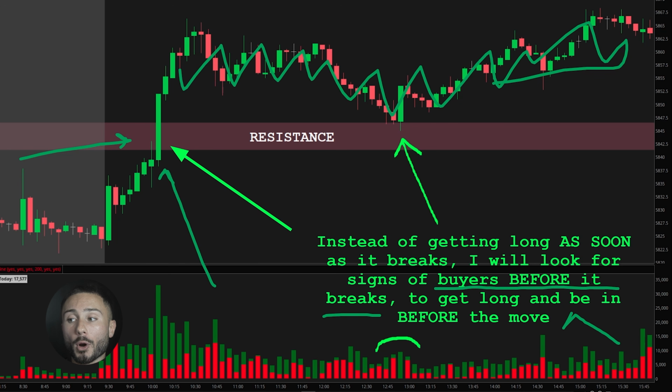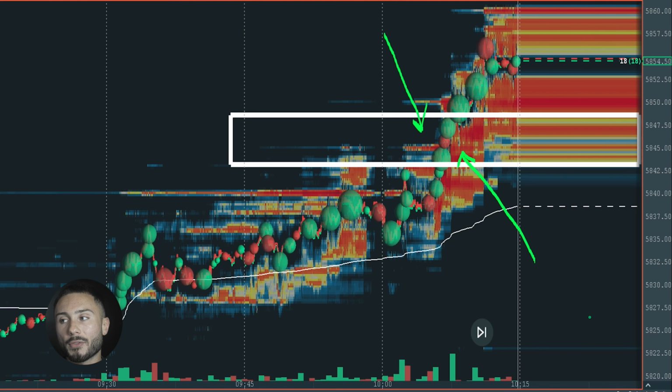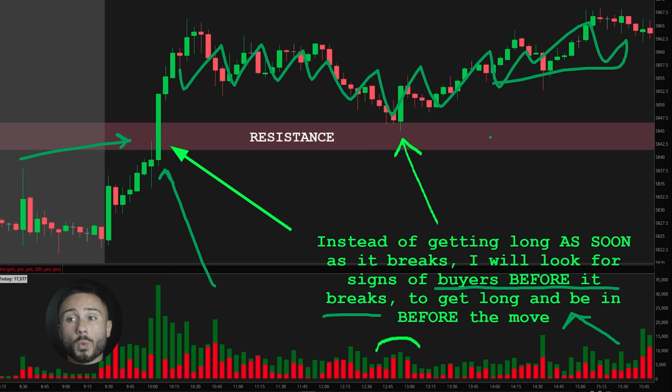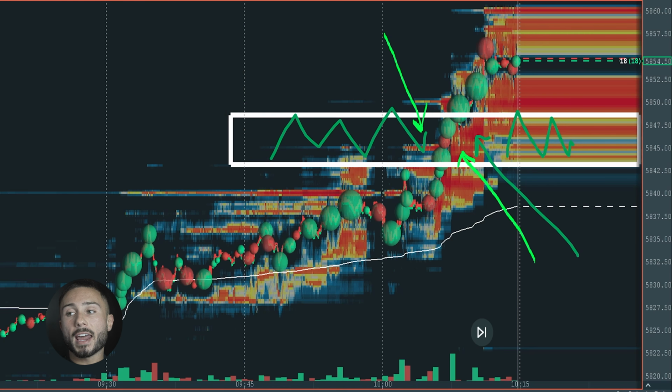And I could get in before the resistance level breaks, and then I could use that resistance level break as a target. So instead of getting long, this is the same resistance level here. Instead of getting long as soon as it breaks, this is an example of it would have worked out if you got long as soon as it breaks. But how many times can you come back to me and say, hey, this works 90% of the time, that as soon as it breaks, it's going to have continuation? I wish it was the case, but it's not. So instead of getting long as soon as it breaks, in this example, it would have worked well.